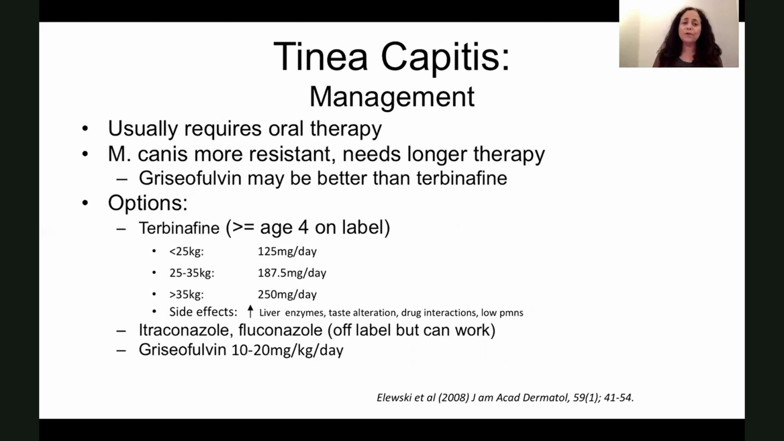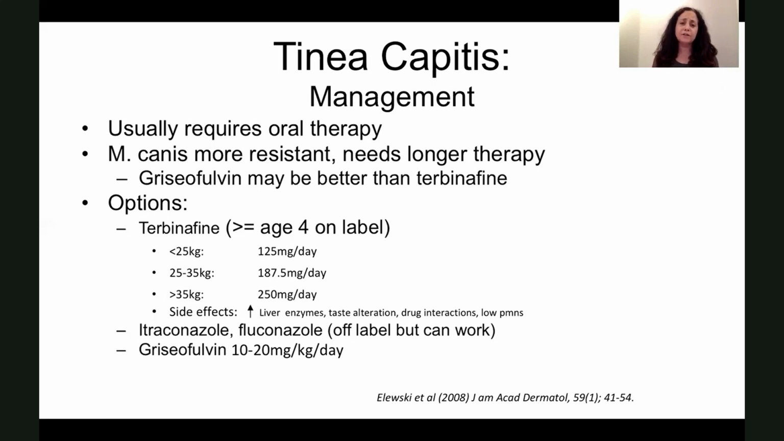Therapy is typically oral therapy, and again, Microsporum canis may require longer therapy. One study showed that griseofulvin may work better than terbinafine for Microsporum canis, but terbinafine works better for tonsurans. Among the options, many people will use terbinafine, which is approved for age 4 and above, and I've given you the doses here based on weight.